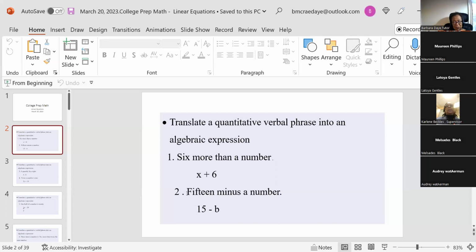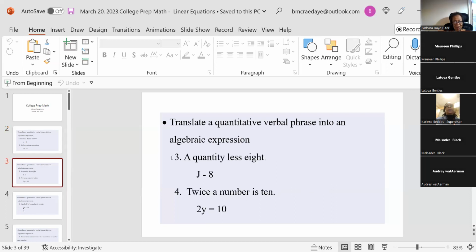The verbal is 15 minus a number. The algebraic is 15 minus the number we're calling B. Got it? Yes, miss. Okay. A quantity less 8. And remember when we say less, that means you're subtracting the 8 from the quantity or the number. So this would be quantity J minus 8.